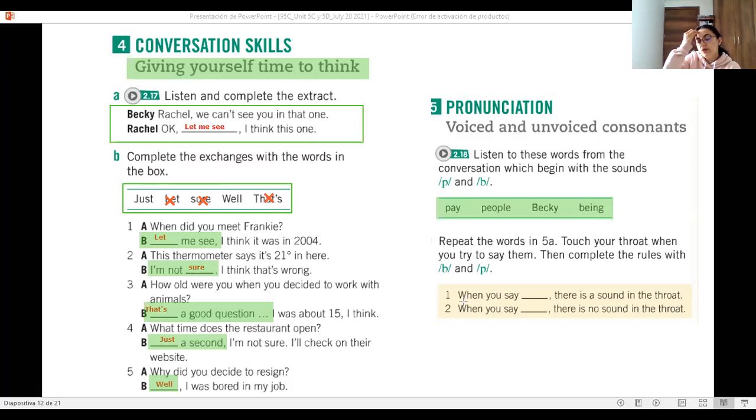When you say B or P, there is a sound in the throat. When you say P, then you have like a vibration or a sound in your throat. And when you say B, is there a sound or not in your throat? Okay, guys, let me just play the record. Van a escuchar las 4 palabras ahí. Y luego me van a ayudar con sus respuestas, ¿ok?